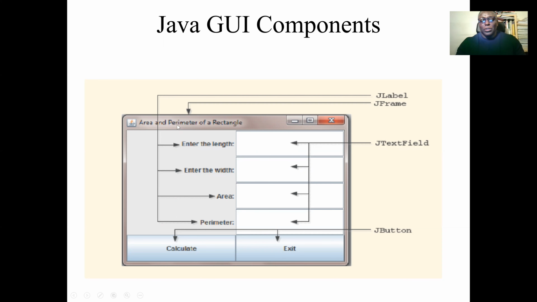So for example, this is an application where the window is already designed. Based on the design, we say, okay, we're going to have our first label with an instruction, enter the length. Second label with an instruction, enter the width. Third label will be our output for the area. Then perimeter, the output, the result of area and perimeter.